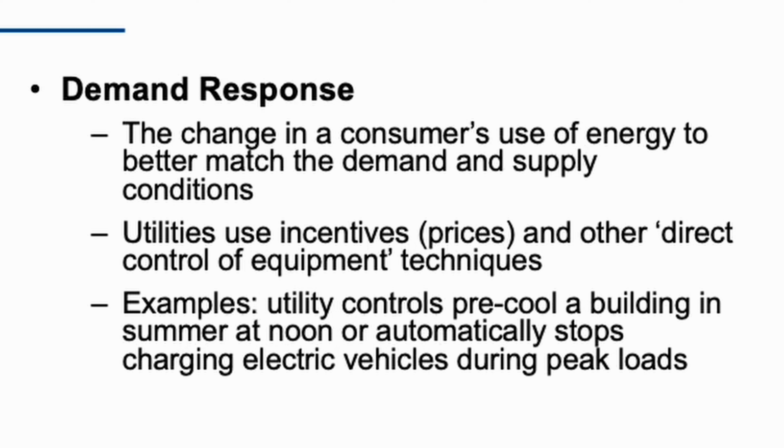An example of demand response might be where a utility controls pre-cooling at a building and starts to cool it at noon rather than 3 o'clock, when the temperature might be highest, but the grid conditions are also strained. Another example might be smart vehicle charging, where the charging of the vehicle automatically stops whenever there's peak load conditions.